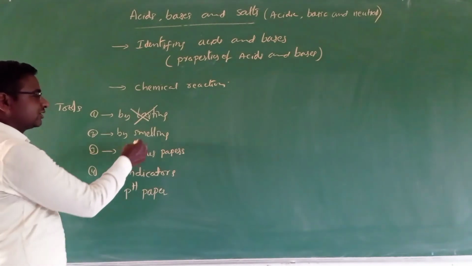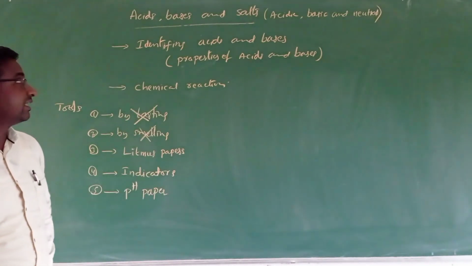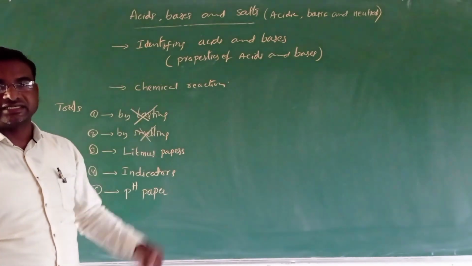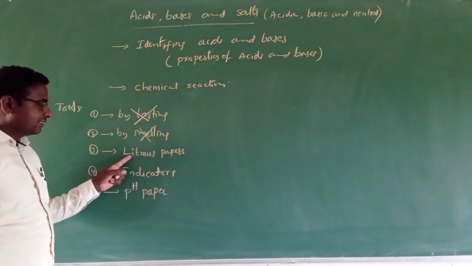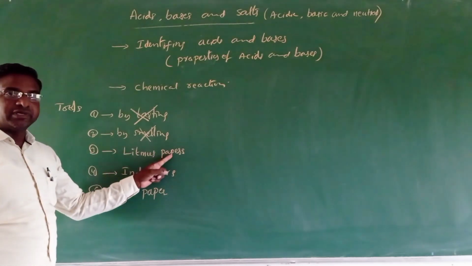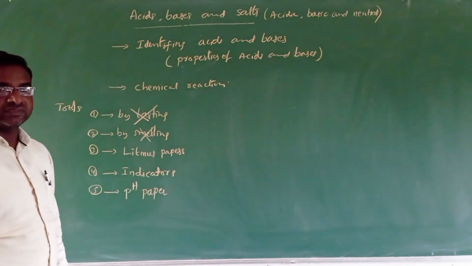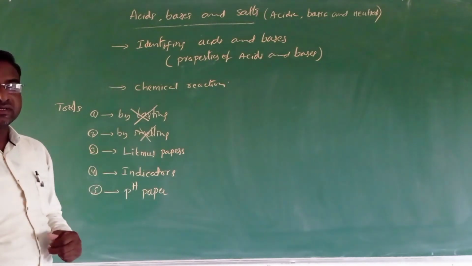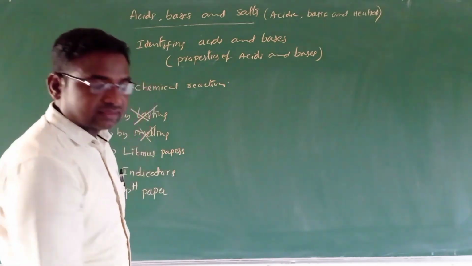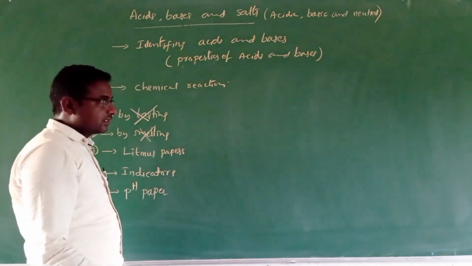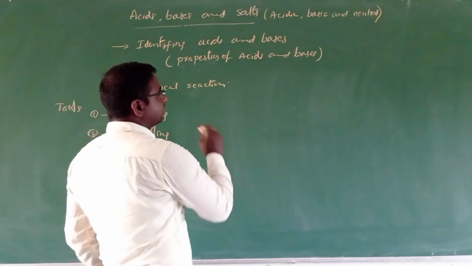By smelling also, we can't exactly tell whether the given compound is acidic or basic. The best techniques are litmus paper, indicators and pH paper. Now let us see one by one how we identify acidic nature, basic nature and neutral nature. First let us see with the help of litmus papers.